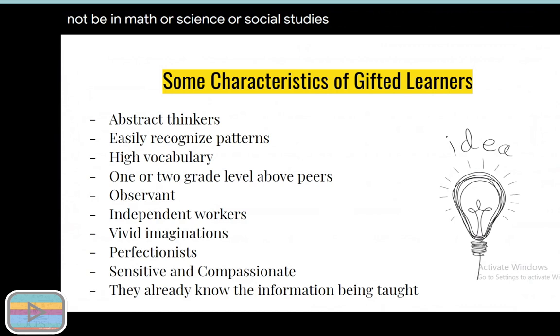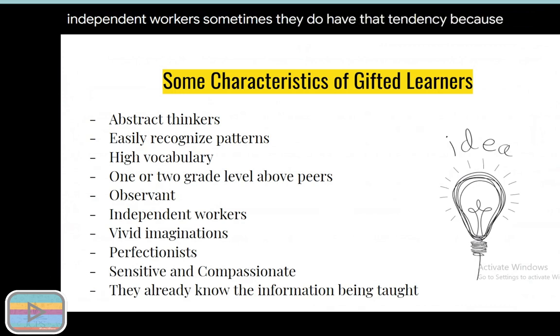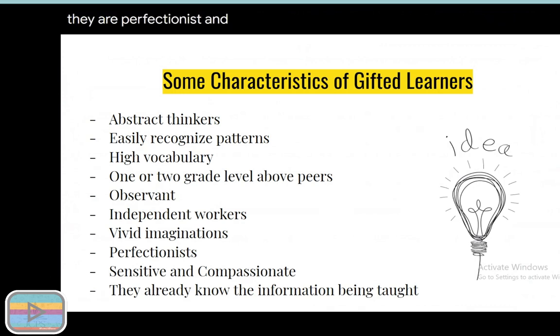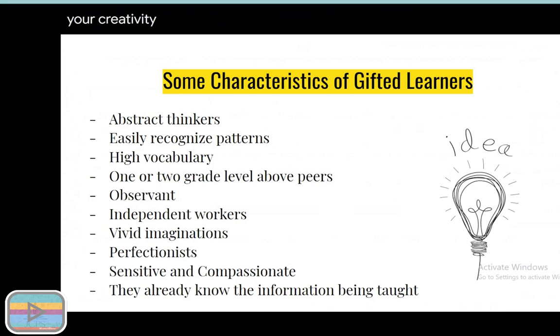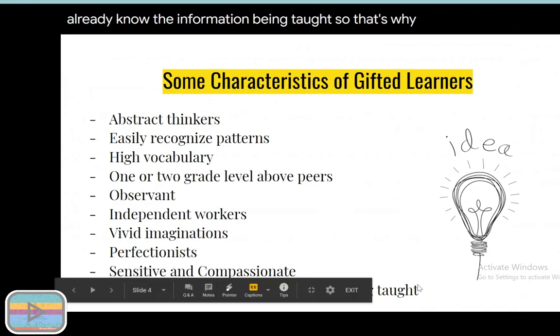They're very observant. They're independent workers. Sometimes they have that tendency because they are usually perfectionists and they don't want to work with other students. They want to do their own work and do it the way they want to do it. Especially your creativity and visual and performing arts students show sensitivity and compassion, showing empathy to others, and they sometimes already know the information being taught. That's why we want to give them some enrichment.